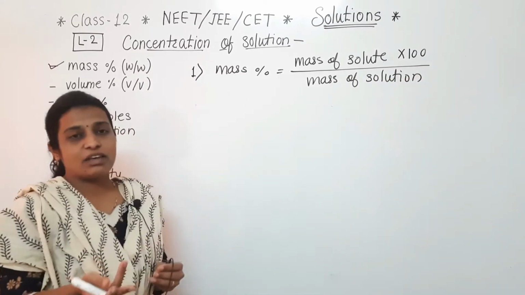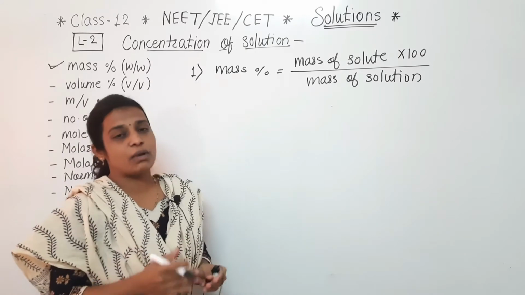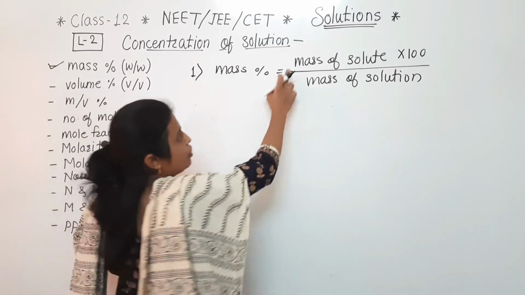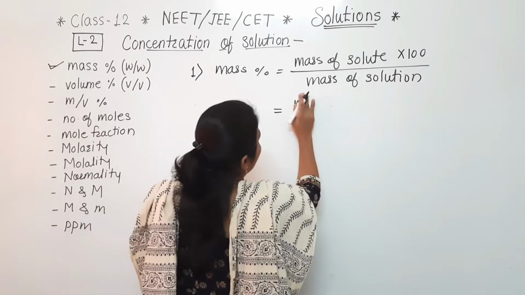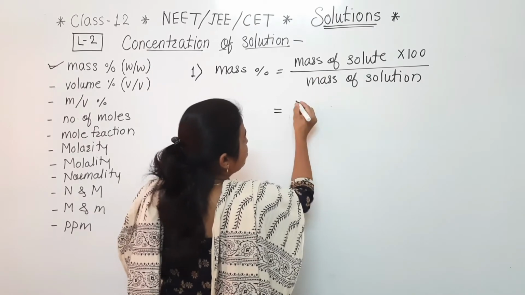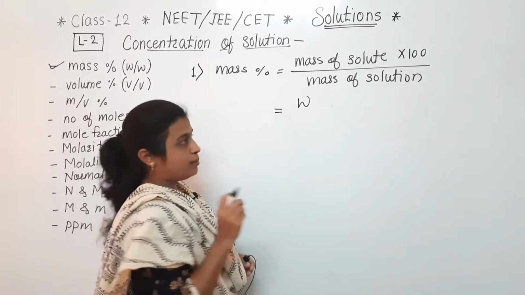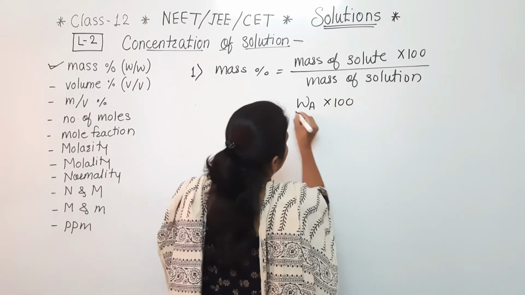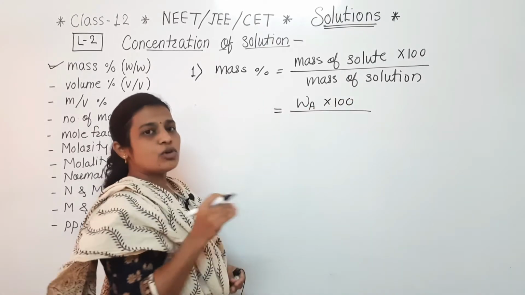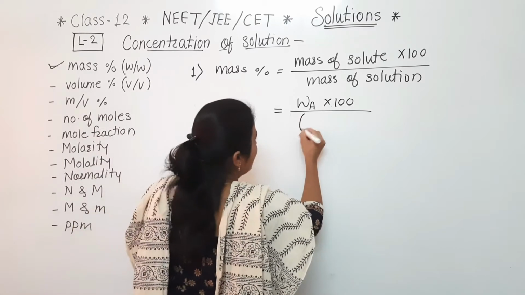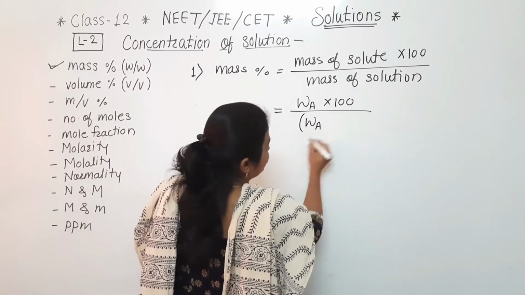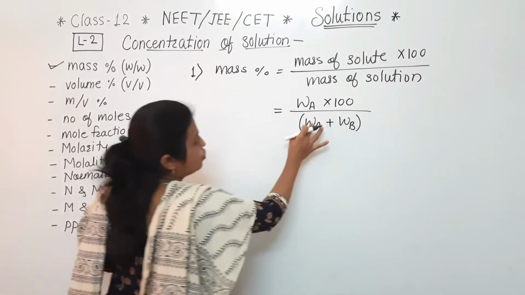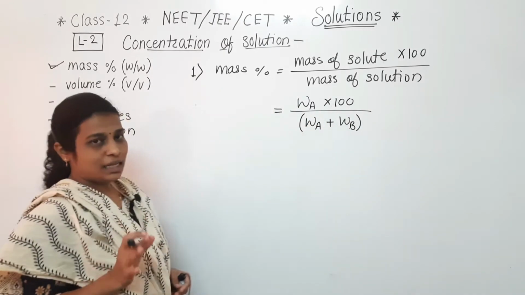Sometimes in a numerical they will give us mass of solute as well as mass of solvent. At that time we can modify that formula like mass of solute. For mass we are using the symbol W. Solute is there, so A. That 100 will be as it is, and if solute and solvent are given, then we have to take the sum of mass of solute and mass of solvent. So we can modify this formula like that.